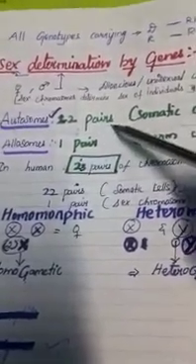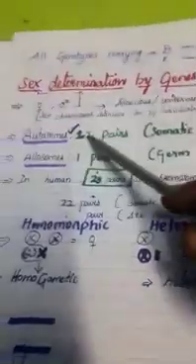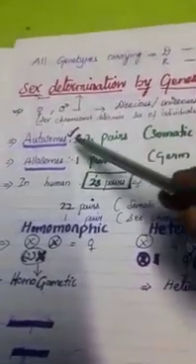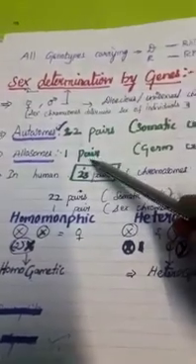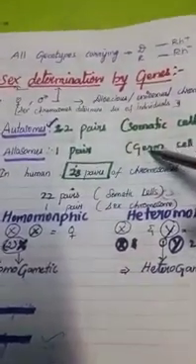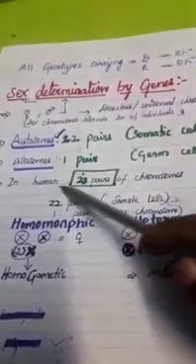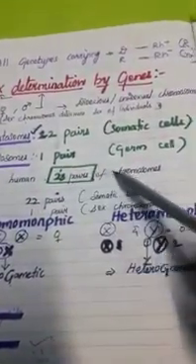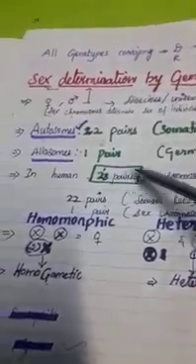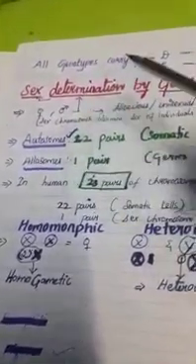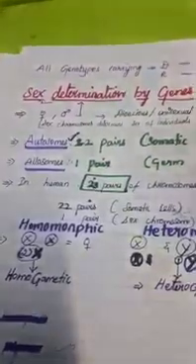Actually 46 chromosomes, 23 pairs. 22 pairs are in somatic cells, that is body cells, called autosomes, and the one pair is in germ cells, that is gamete cells, sex cells, called allosomes. So totally in human beings 23 pairs of chromosomes are present in the body. Autosomes we define as the chromosomes other than the sex chromosomes.